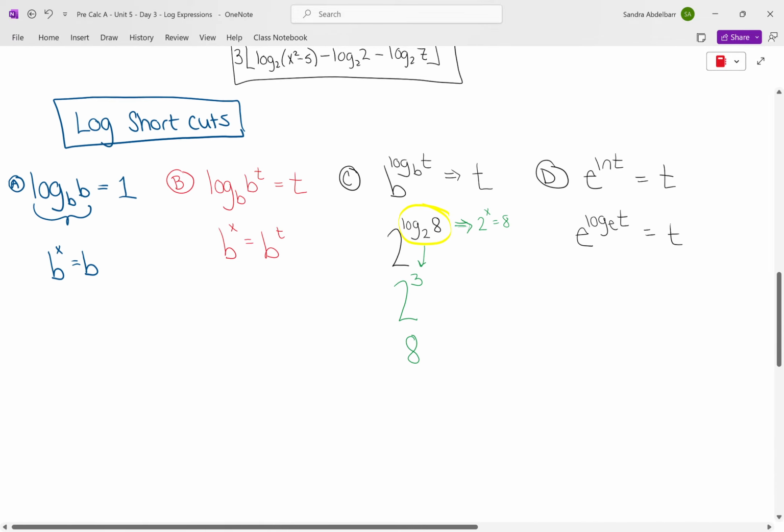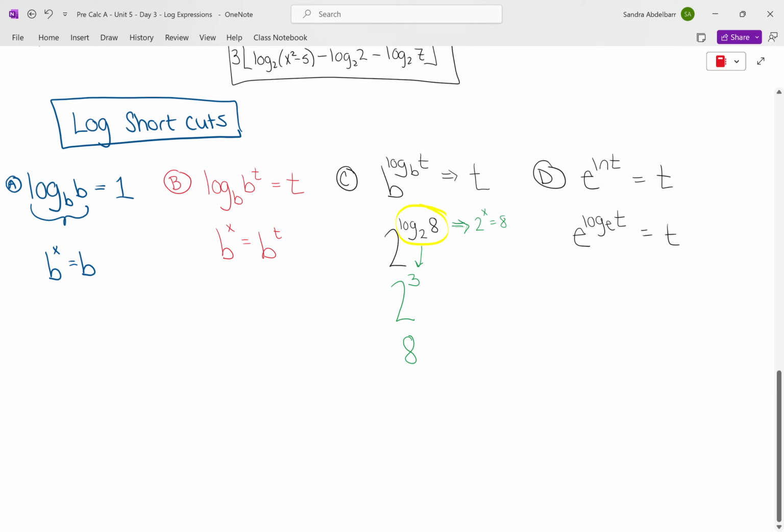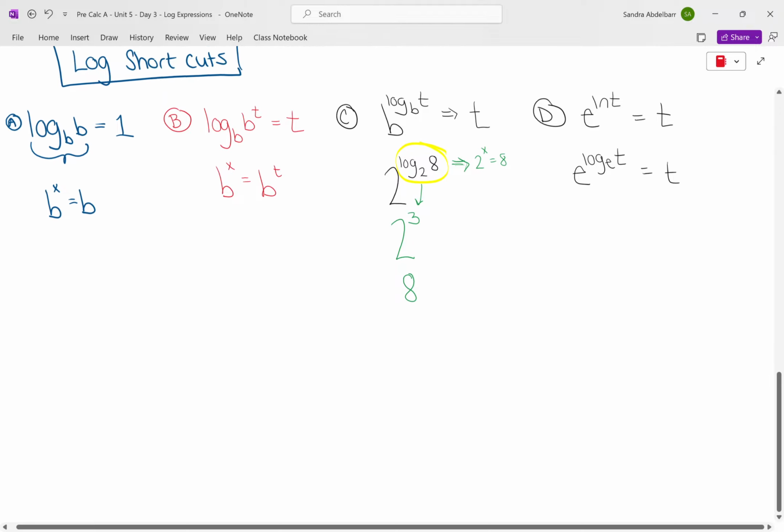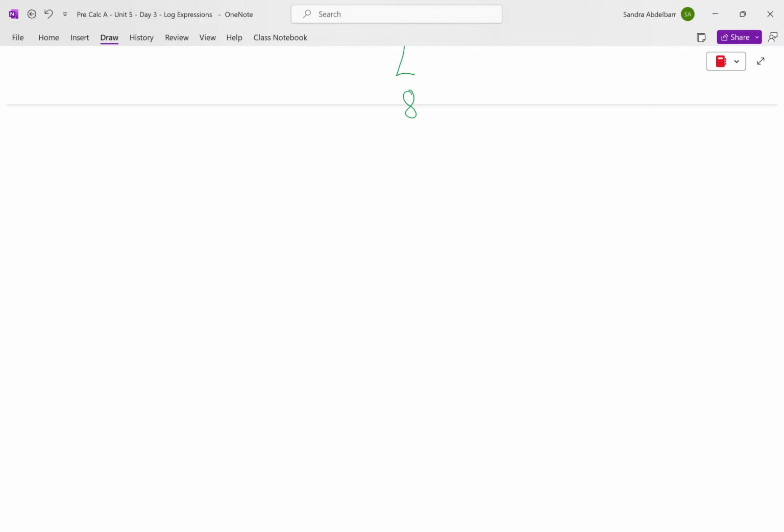So that equals t. All right, do you think you should memorize these shortcuts? Yeah, you should definitely have these shortcuts memorized. All right, let's do some problems. So I want us to now write as a single log.